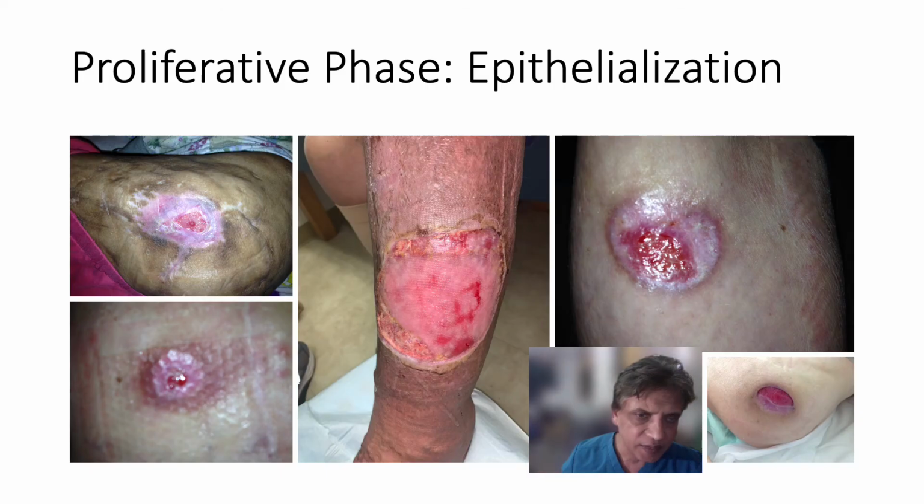So once the defect in the proliferative phase is completely filled in with this granulation tissue, the next thing that happens is you get migration of cells from the wound edges to completely close the wound. So here you see these migrating cells migrating from the edges to close the wound. Here, this is called epithelialization. So again, this red area is an open wound, and this pale area is migrating cells, which are now closing the wound. So that's the last part of the proliferative phase. You get migration of epithelial cells from the wound edges to close the wound.